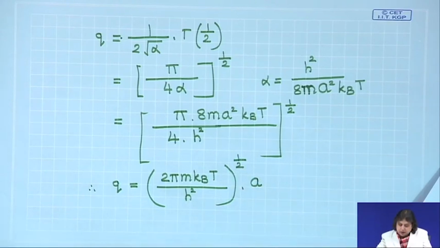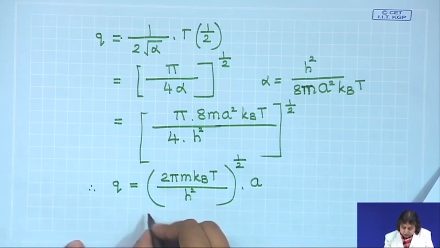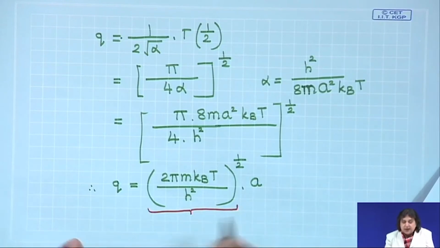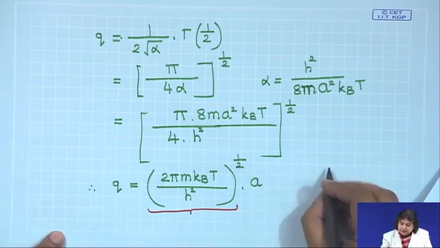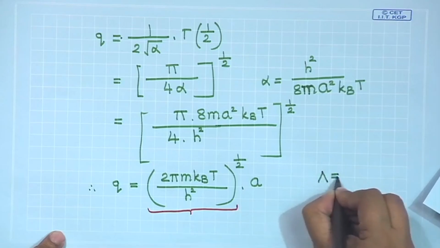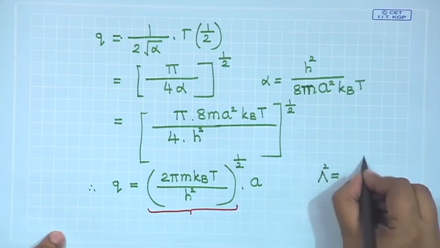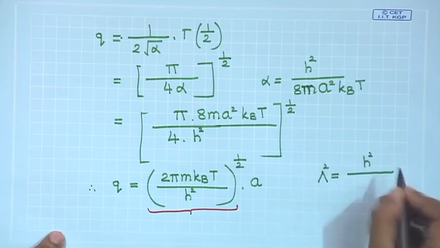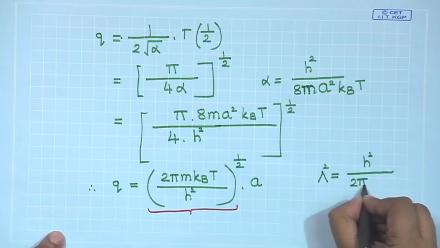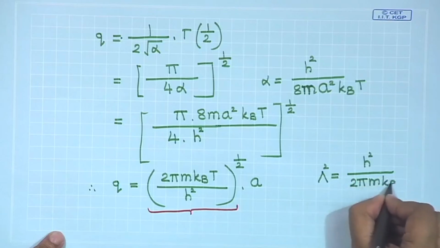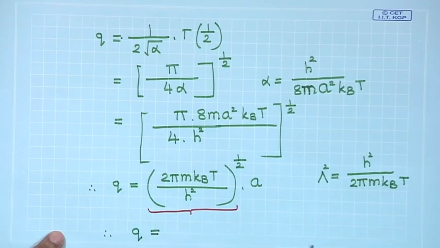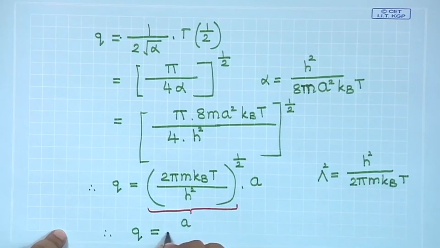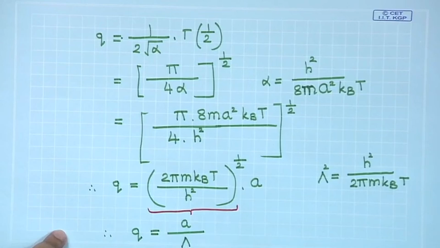Now, this is the quantity that I am going to use, and you can very easily confirm that it has the dimension of inverse of length. I am going to define lambda square as h square divided by 2 pi m kT. So, what is the final expression for q? That is equal to a divided by lambda.